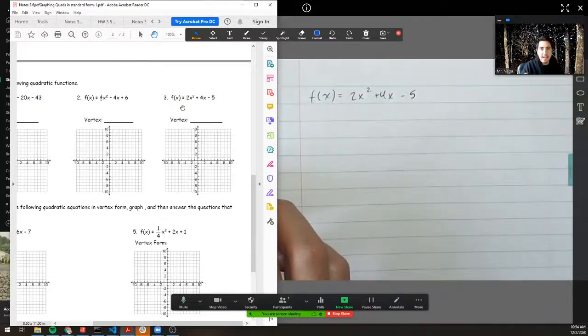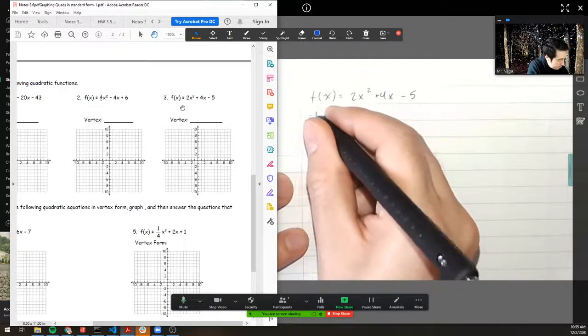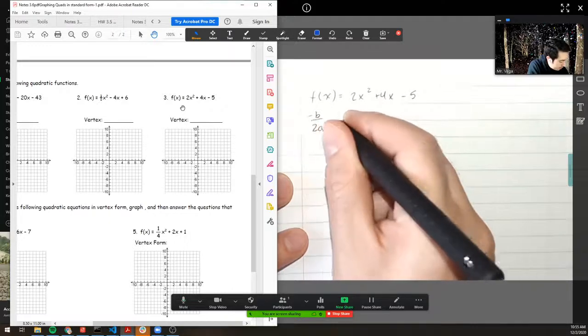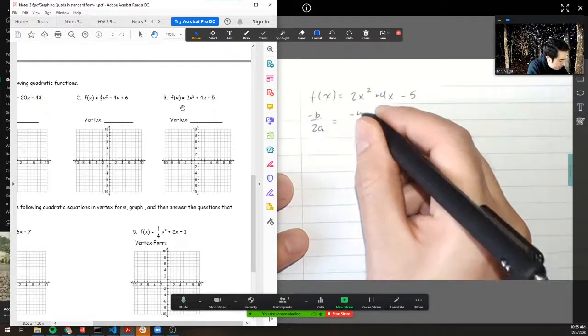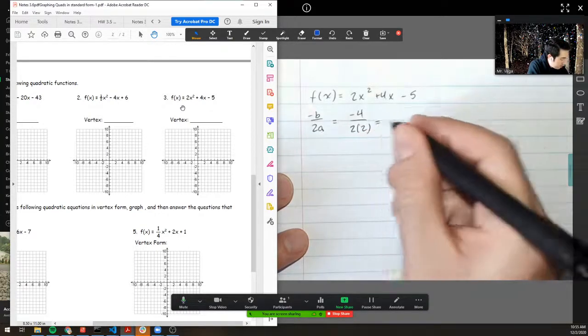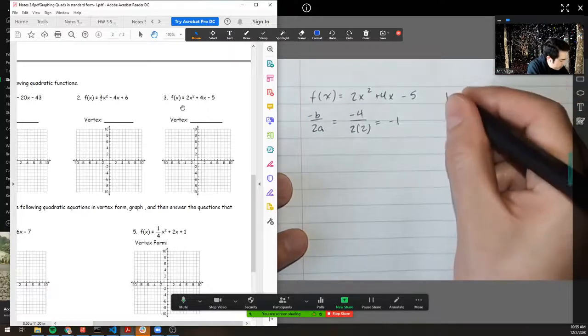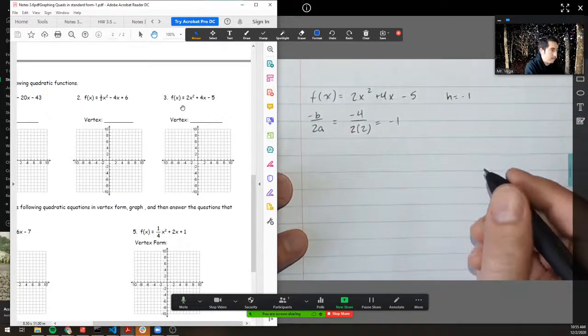So again, a here is 2, b here is 4, so it's negative b over 2a. It does not hurt to keep writing that over and over. Negative b over 2a. So it's going to be negative 4 over 2 times 2. A here is 2. Negative 4 over 4 is negative 1. So the h value here is negative 1.